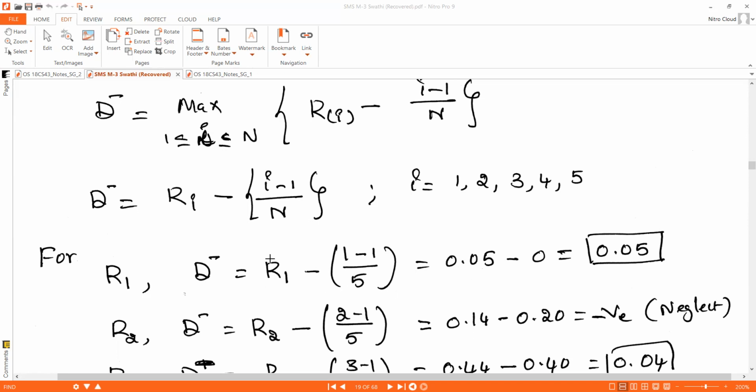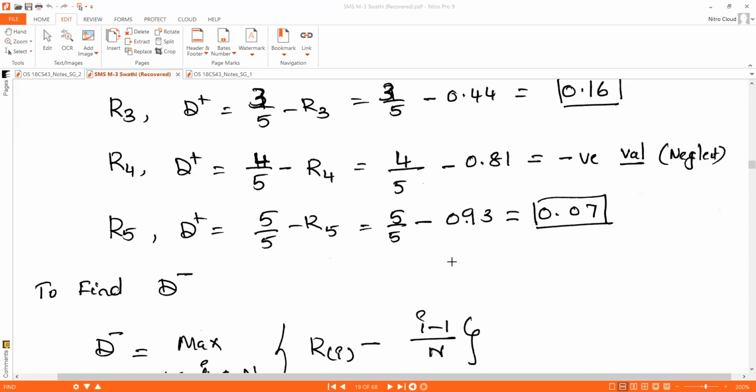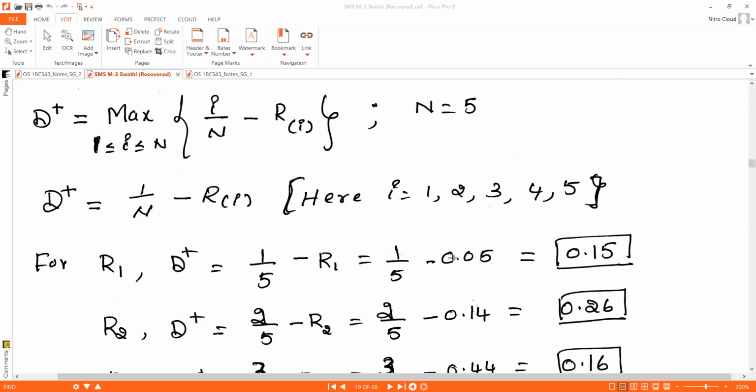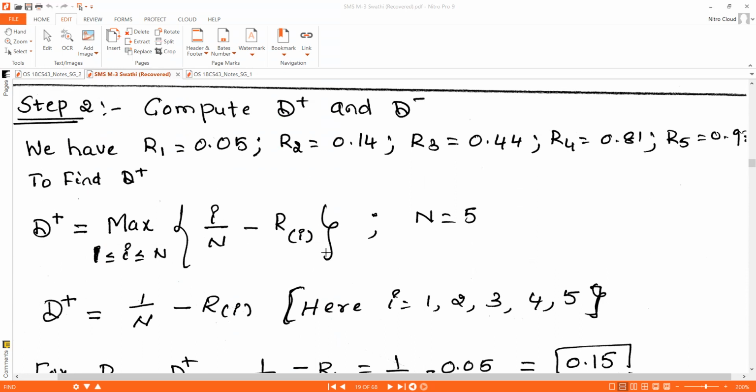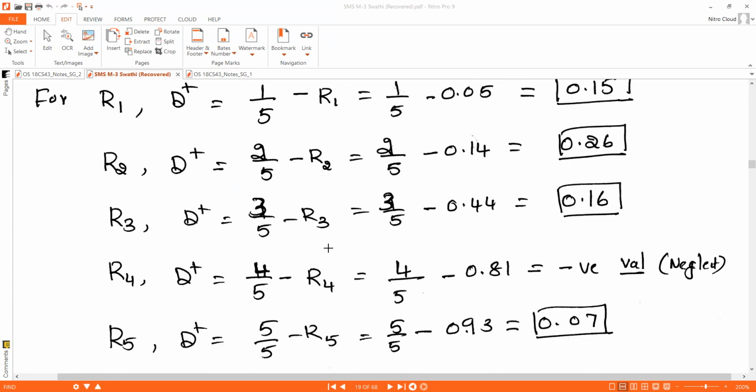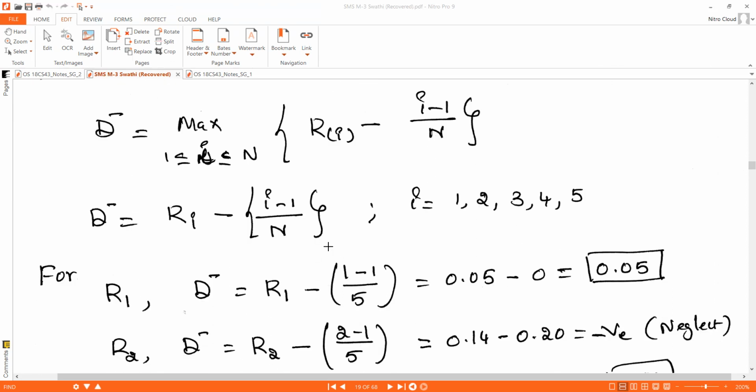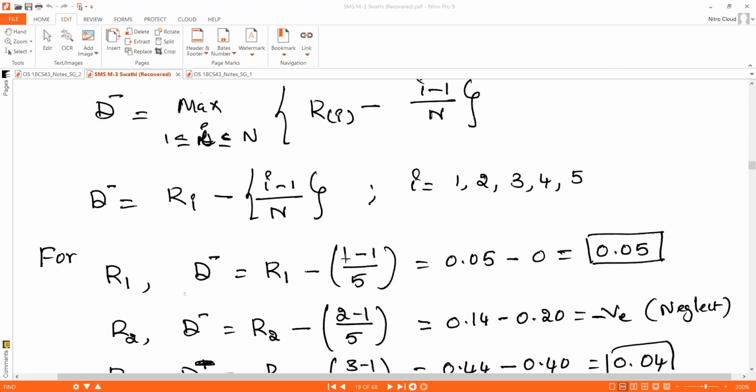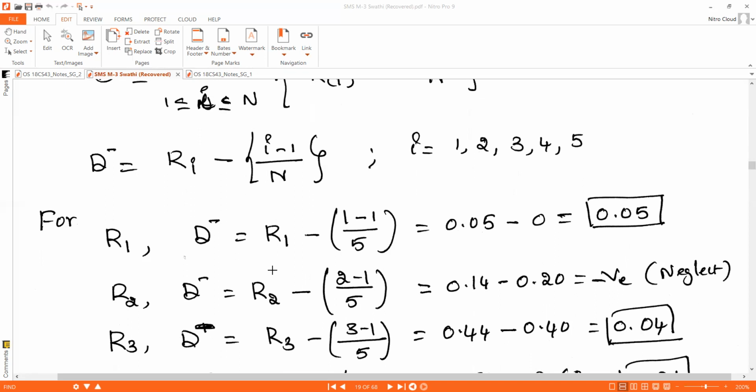What is the R1 value? R1 value is 0.05. We will substitute that 0.05 here. 0.05 minus (1 minus 1), and 1 minus 1 is 0. 0 by anything is 0. So 0.05 minus 0, we will get 0.05. That is the d minus value when i equal to 1.